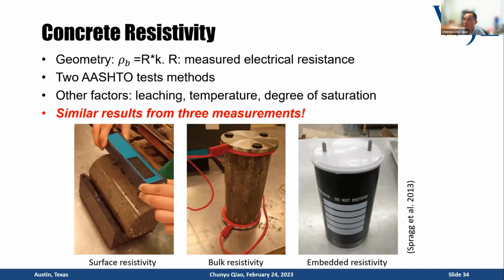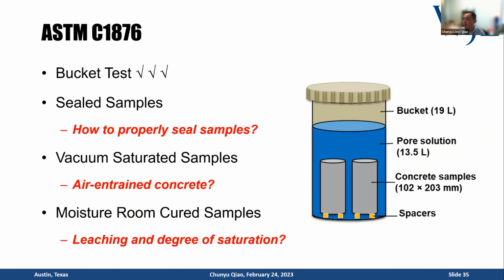So you have different ways to measure concrete resistivity. You have the surface resistivity measurement on the left. You have the bulk resistivity, that's what we normally do in this ASTM C1876. And you can even put rods in the precast cylinders. That's a very special setup for lab use, but that's not a standard test. The standard tests are in the middle and on the left. We also call ASTM C1876 a bucket test.